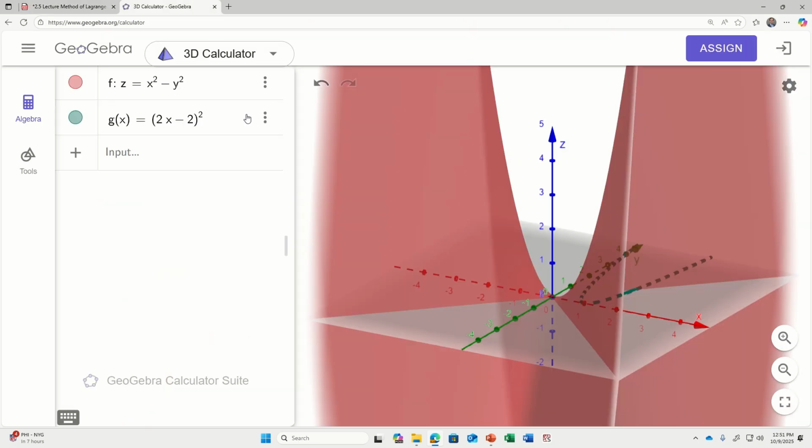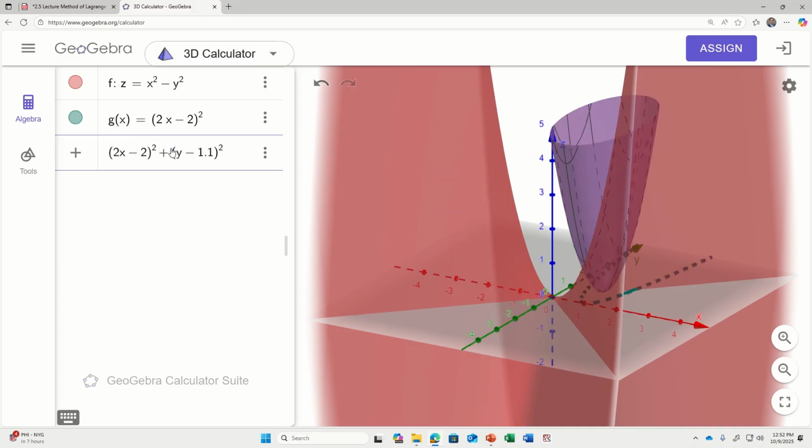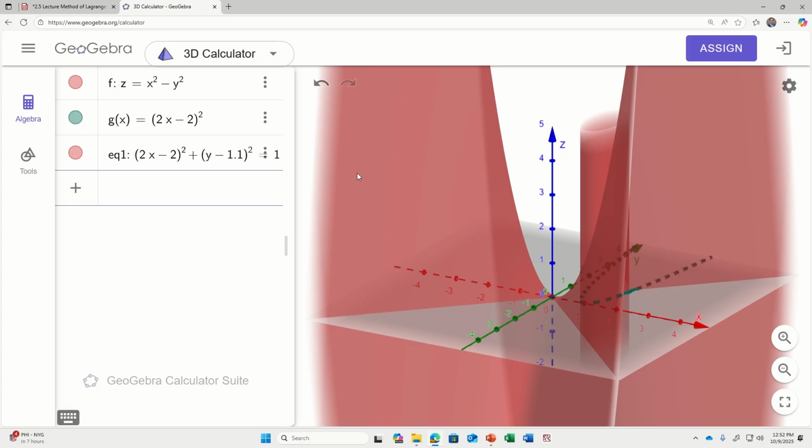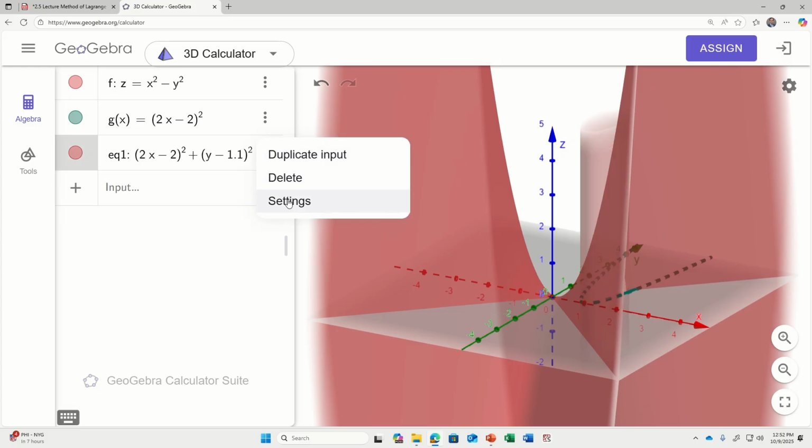Y minus 1.1. Okay, I'll just have to start a new line. You should label the video like, this is why GeoGebra sucks. 3.5 minutes. Okay, so we're almost there.